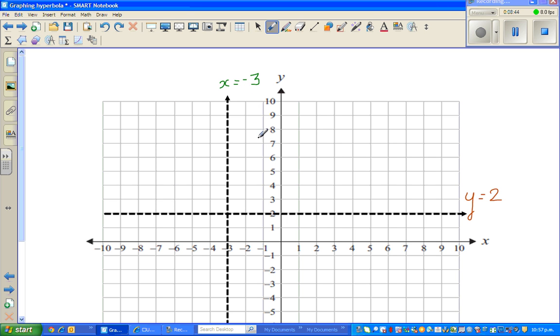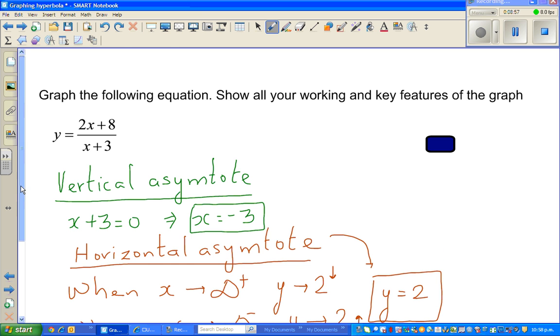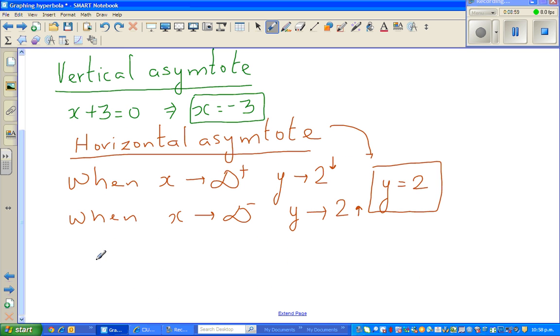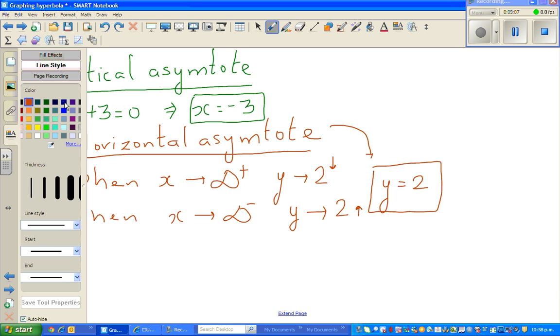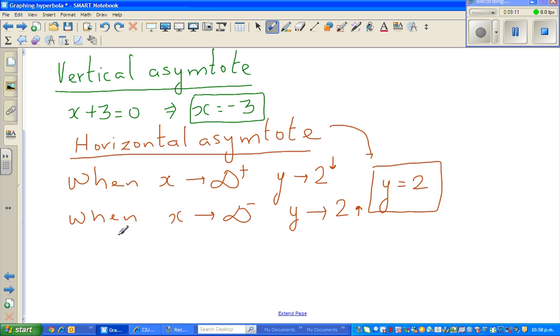So I believe the graph will go like this. You'll have the y-intercept here and you'll have the x-intercept here. So we need to find the x-intercept and the y-intercept. Let me change color. Let me take a blue color. Okay, so let us find the y-intercept first.